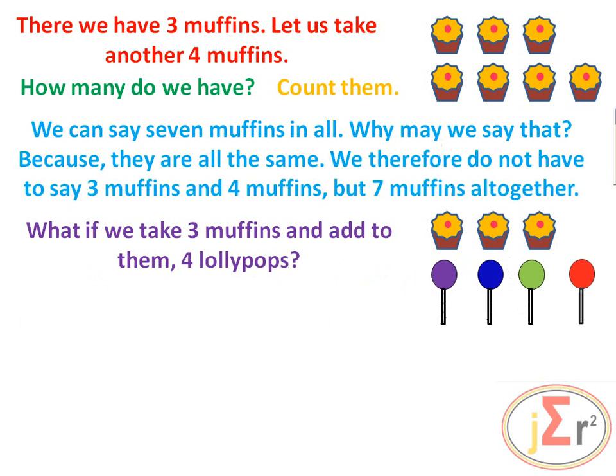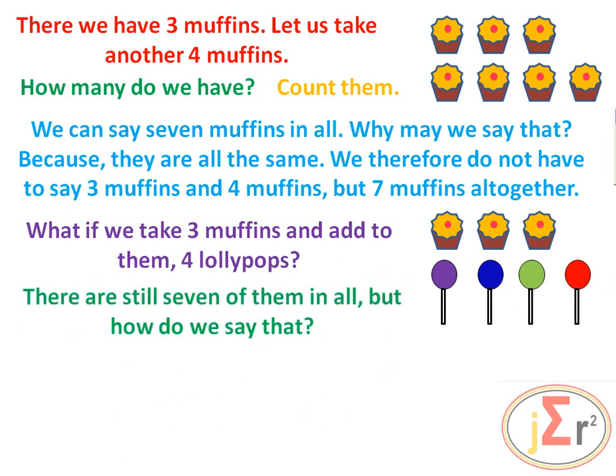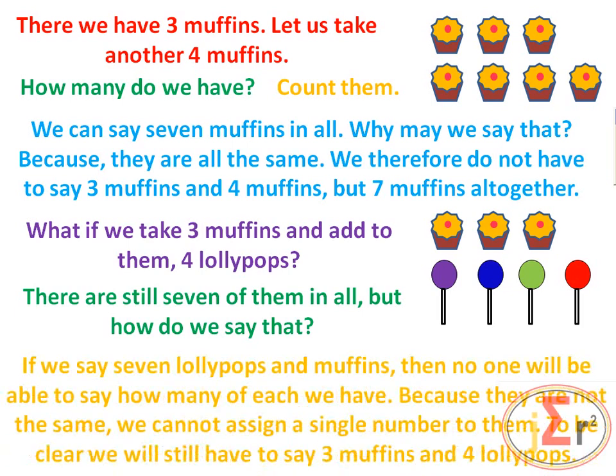4 lollipops. Can we say that we have 7 of one thing? No. We cannot say that. There are still 7 of them in all. But how do we say that? There are 3 muffins and 4 lollipops. Right. Jerry is saying that we have to say we have 3 muffins and 4 lollipops.